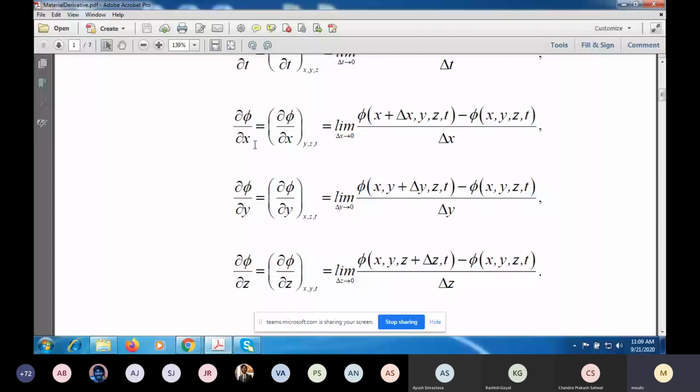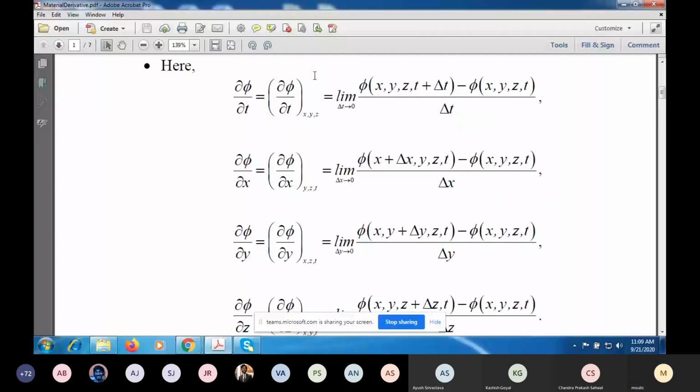Now it's cumbersome to keep writing this bracket and the subscripts here, so we'll not use this, but you have to keep the definition of these partial derivatives in your mind. So as soon as you see del phi del x, in your mind you should think that y, z and t are kept fixed. Similarly, if you see del phi del t, in your mind you should know that x, y, z is held fixed. So these are simple things.